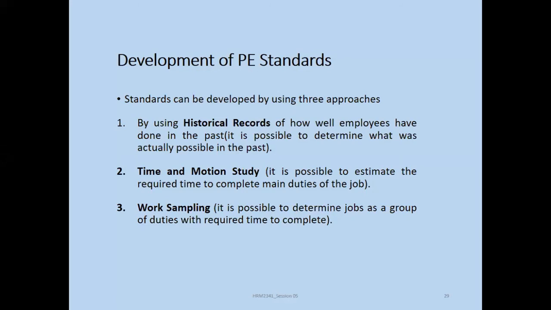As an example, when we do a time and motion study on a machine operator of a garment manufacturing organization, we can determine that 10 minutes is required to complete one duty of the job. It means the average time required to complete one main duty is 10 minutes. So if any employee works for 1 hour, they can complete 6 times. They can produce 6 units.